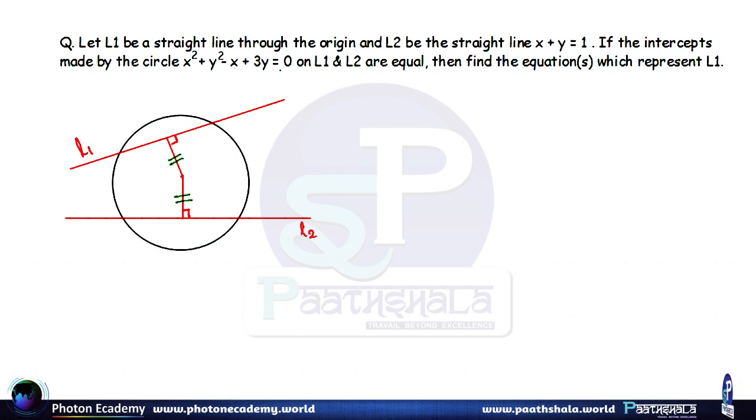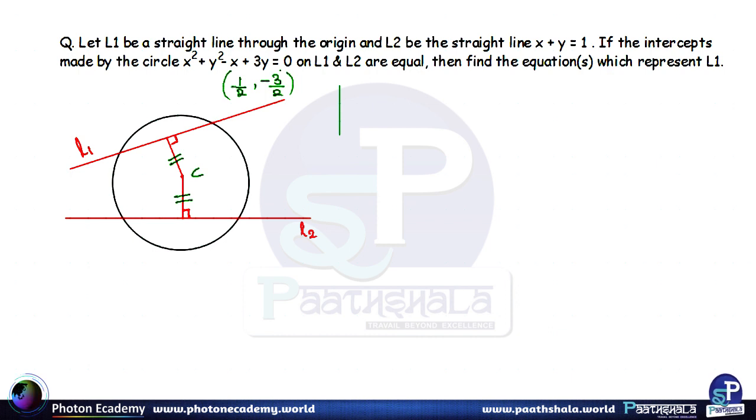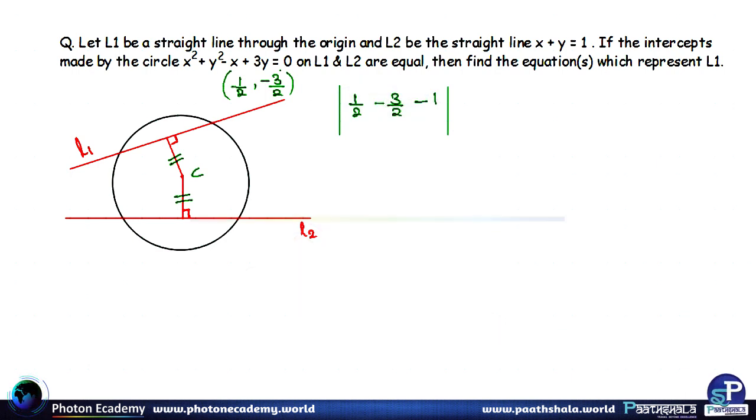The center of the circle is (1/2, -3/2). Okay. So let us first find the distance of line L2 from the center C. So we know how to do that, right? We have the formula for it. We substitute the point in the equation of the line. So that becomes |1/2 - 3/2 - 1|, and in the denominator we have under root a square plus b square.